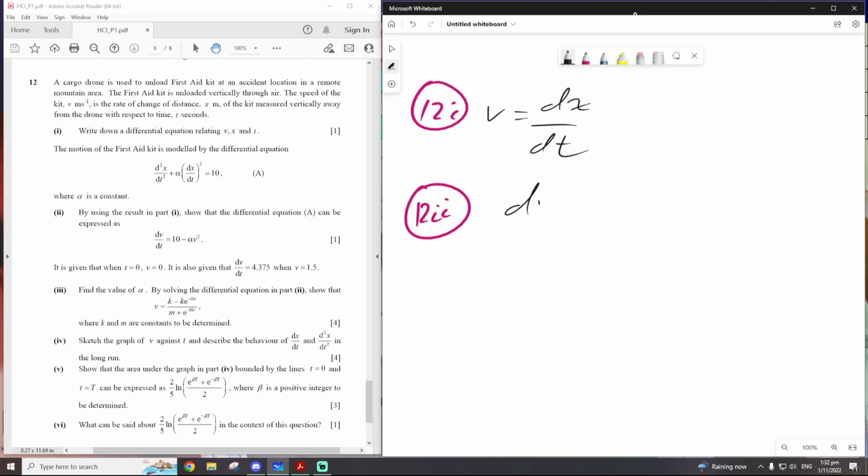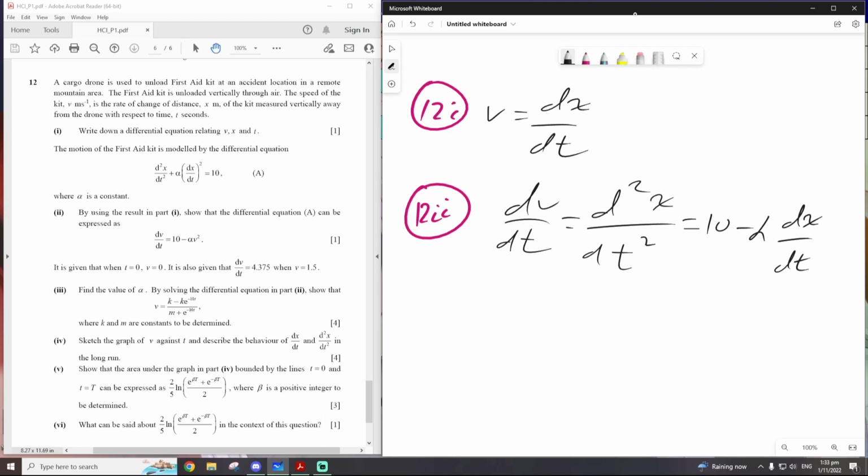So what is dv dt? dv dt is actually just the derivative of v with respect to t, which means it's the second derivative of x with respect to t. So d2x dt squared, which we are given is 10 minus alpha dx dt squared. But v is dx dt, so this is 10 minus alpha v squared. Yeah, that's it. Okay, we're going to solve the differential equation now given these conditions.